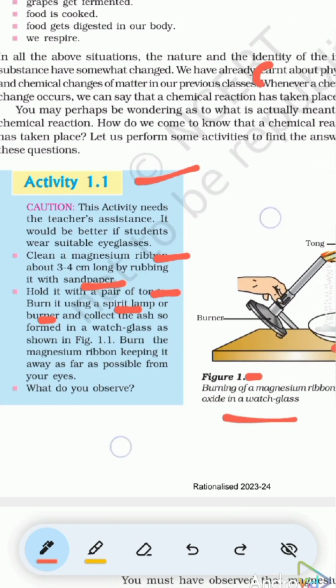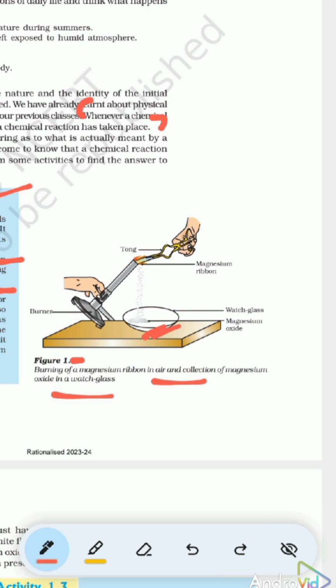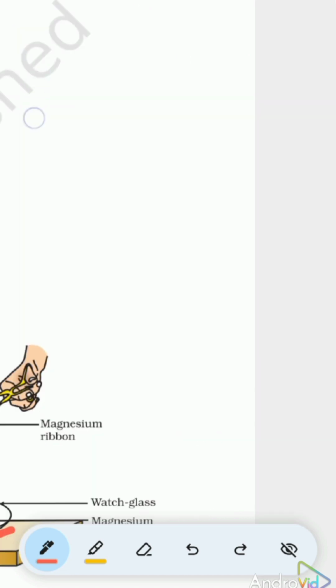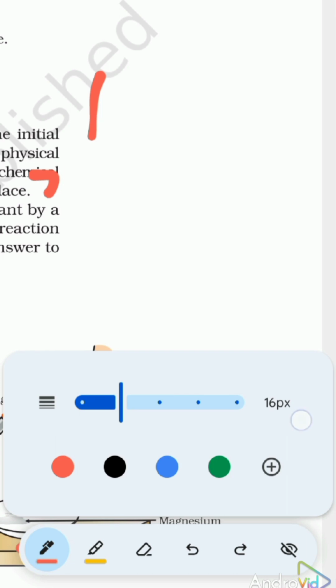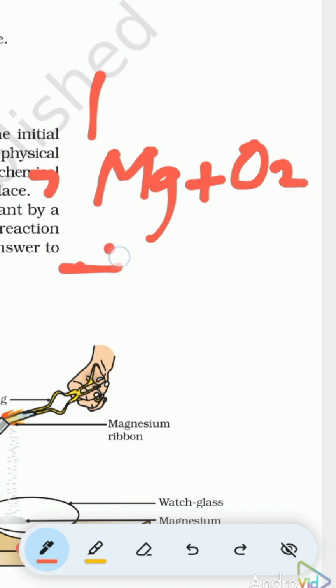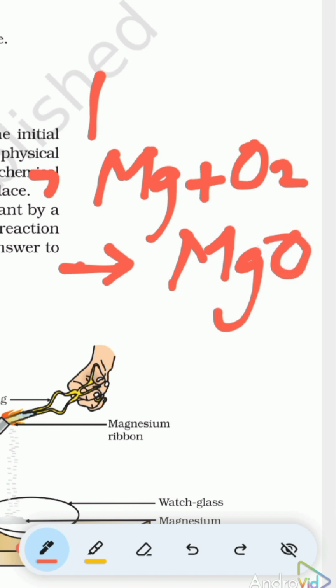If you can see clearly, after burning, the magnesium ribbon turns into ashes, right? Please note, students, that burning always occurs due to the presence of oxygen in air. So we can simply write that magnesium, which is Mg, reacts with O2 in air, and we get MgO, which is nothing but magnesium oxide.